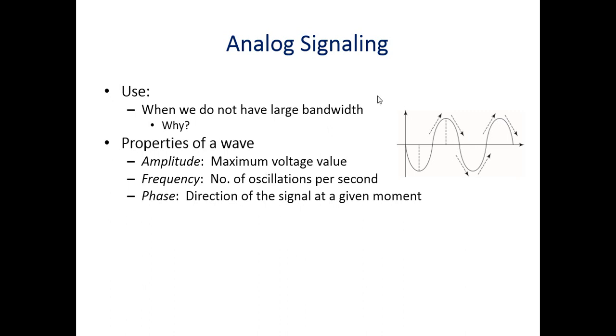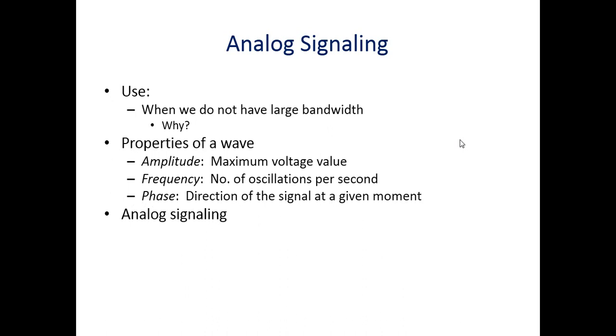Second is the frequency. Frequency is the number of oscillations generated per second. So this is the first oscillation, this one is the second oscillation; that is called the frequency. And the third one is the phase. Phase means the direction in which the signal is moving at a particular period of time. So that is the direction, up or down, and so on. So there are three properties of the wave.